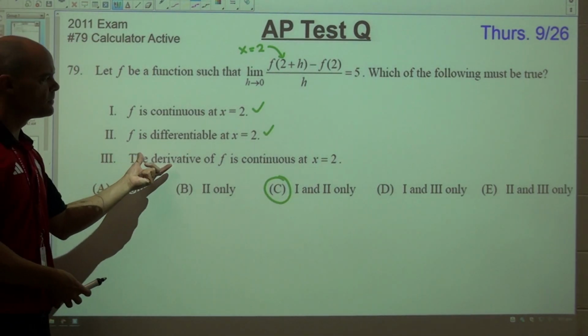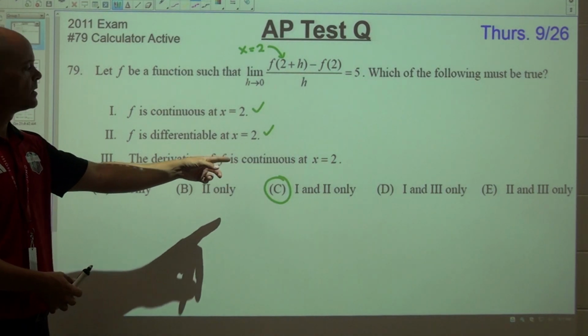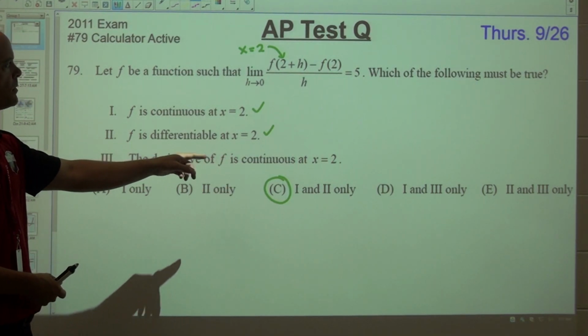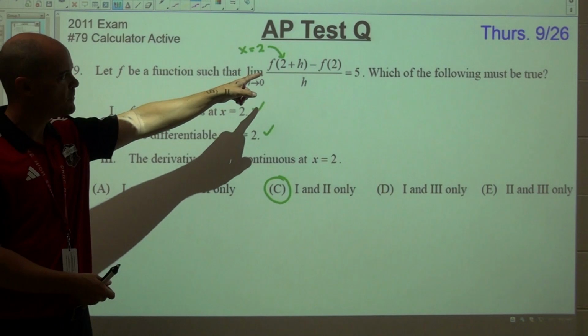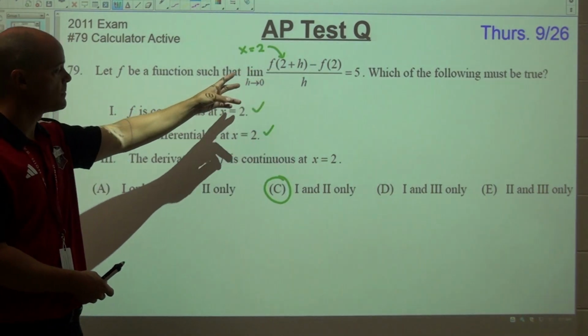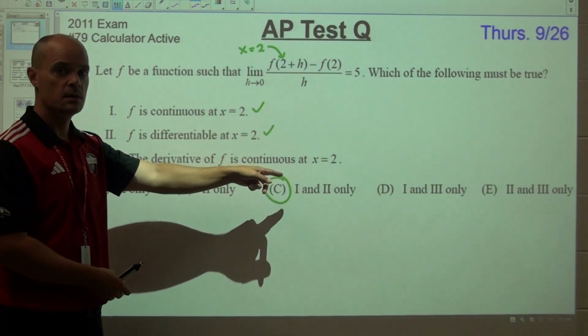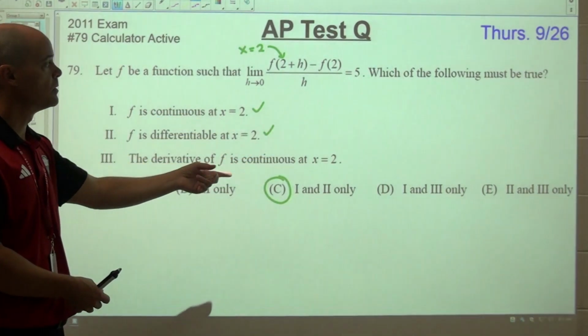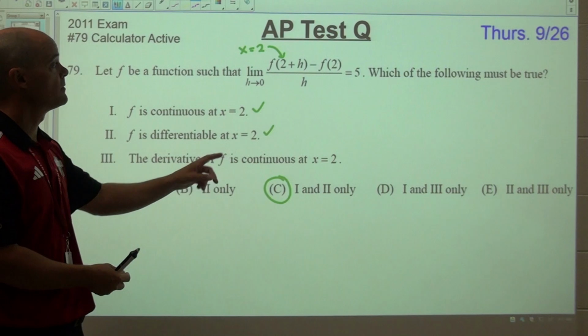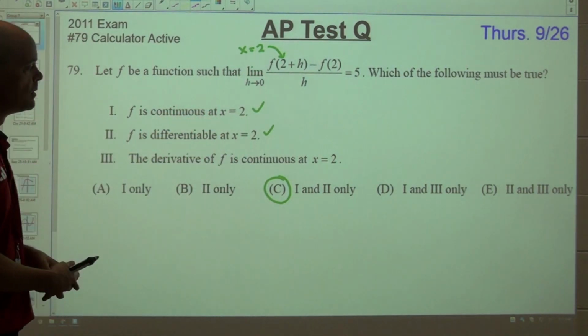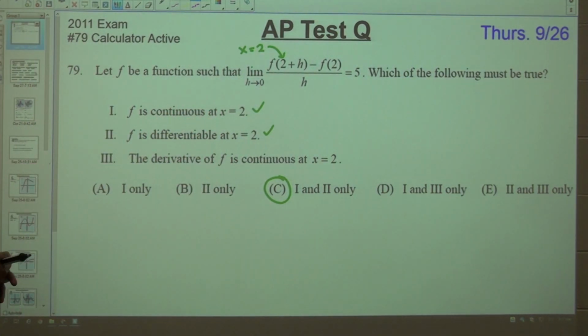Does the derivative have to be continuous at x equals 2? Well, the derivative of f, if this is f, and this is already the derivative of something, they're really saying that the derivative of this also has to be continuous. And that's not necessarily true. We don't actually have any information about the derivative of this, which we don't know. So that's the best we can do, is say 1 and 2 only.